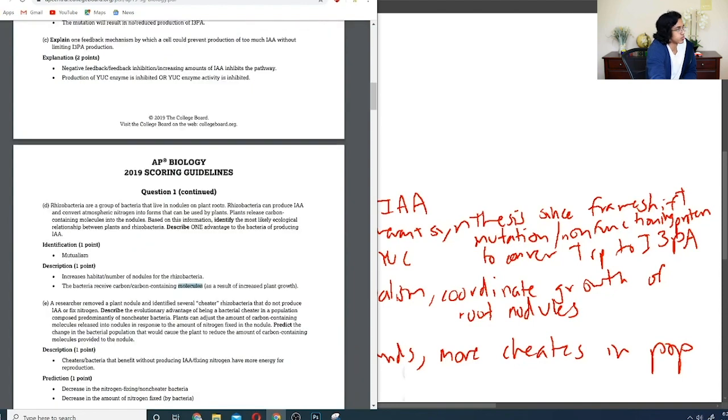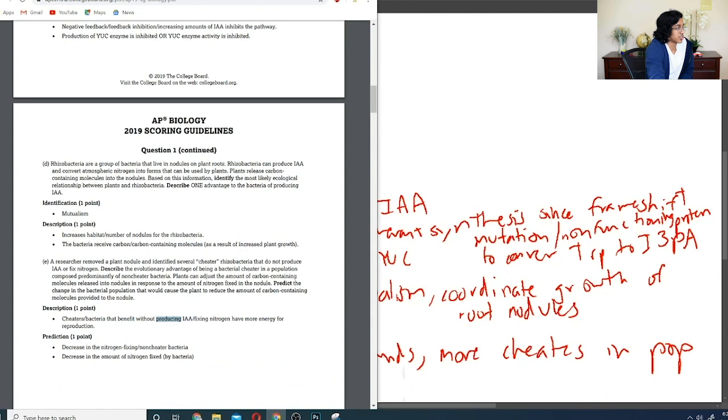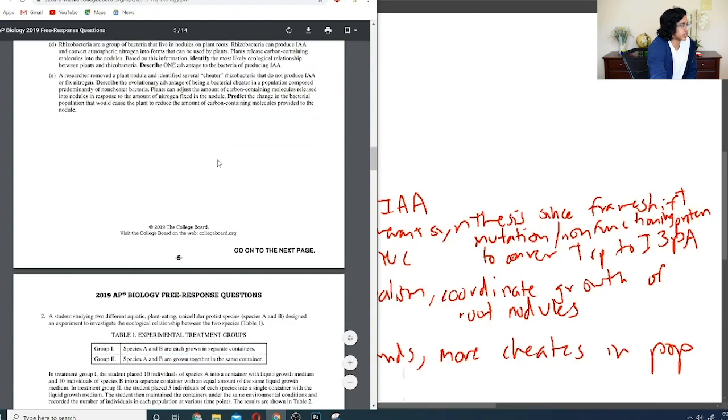Oh, would you have to specifically say this? Okay, I guess in the actual exam you have to specifically say that they get carbon-containing molecules, because yes, that is what they get paid for. Do you literally have to say, have more energy for reproduction? Okay, yes, sure. And then a decrease in non-cheaters and an increase in cheaters, okay? And then that'll mean less nitrogen, makes sense. Okay. Alright, let's move on to the next one.